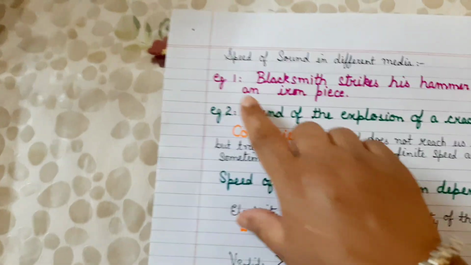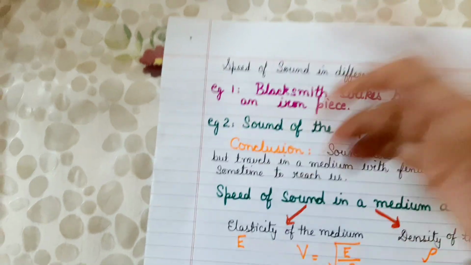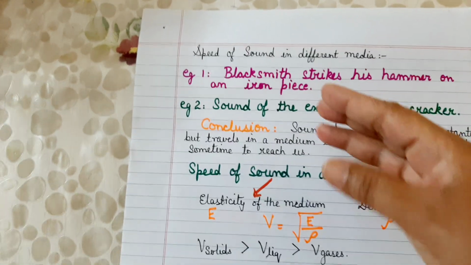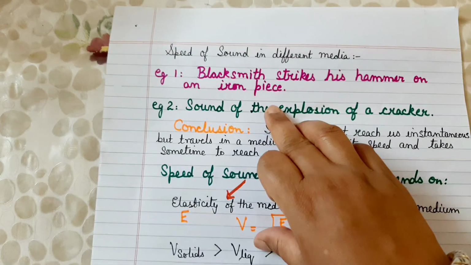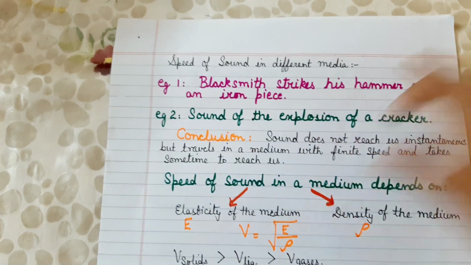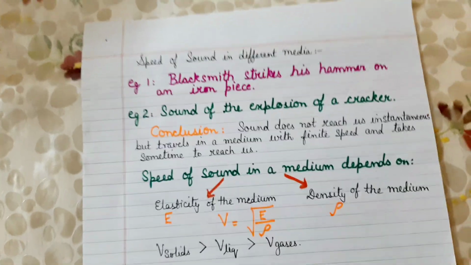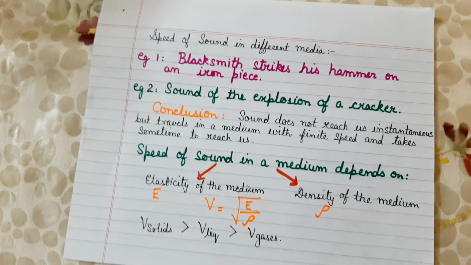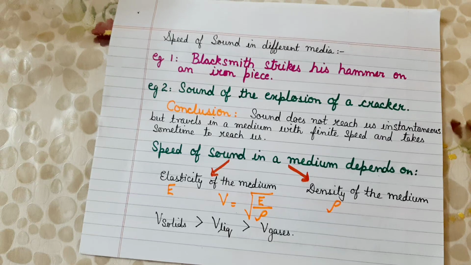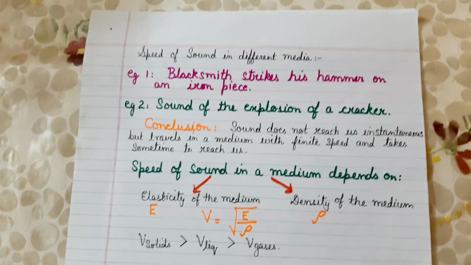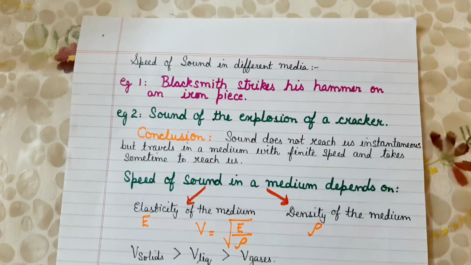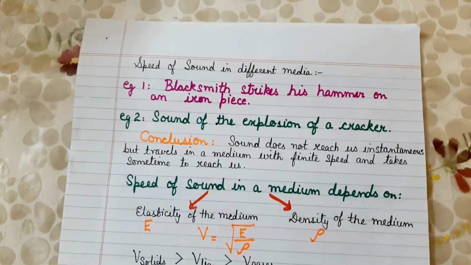We are supposed to discuss, as I already told you, children, that speed is different in different media. Now, I have taken two examples. It can be asked to explain these examples. The first one being a blacksmith, when he strikes his hammer onto an iron piece. You know who is a blacksmith, children? The person who heats up metal and shapes it into different types of articles is known as a blacksmith.